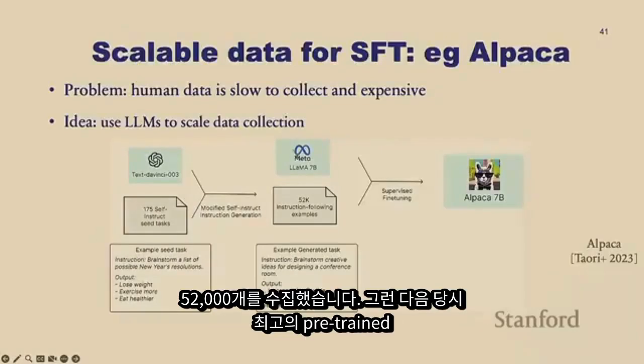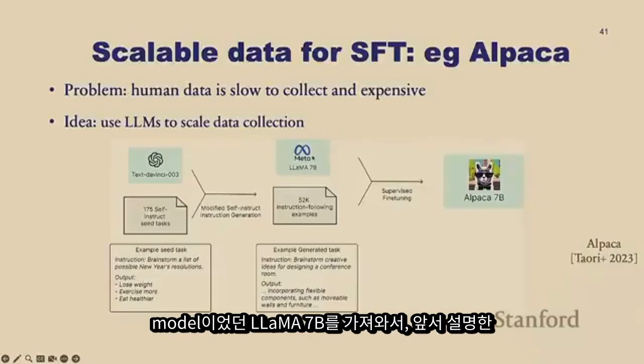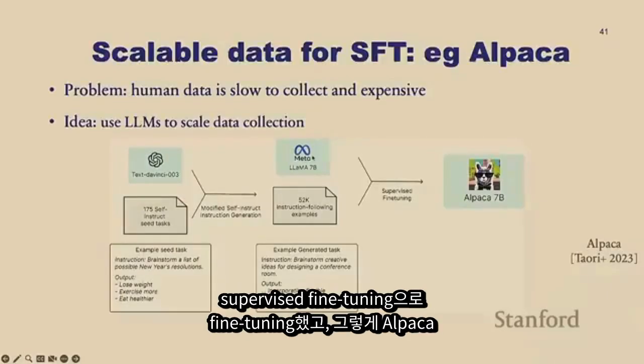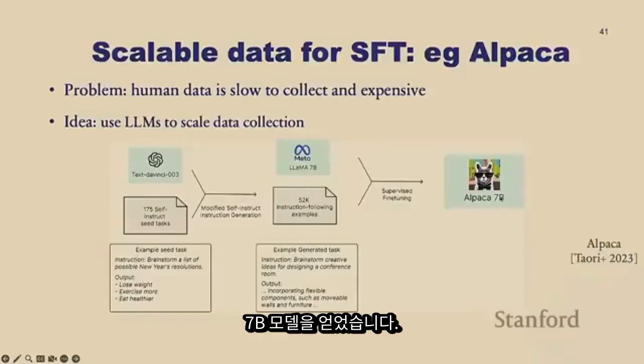And then what we did is simply, we took Llama 7B, which was the best pre-trained model at the time, and we just fine-tuned this with supervised fine-tuning, as I told you. And that's how we got the Alpaca 7B model.